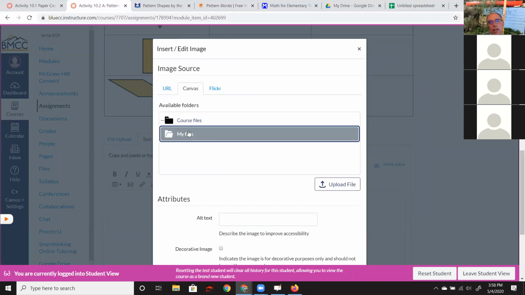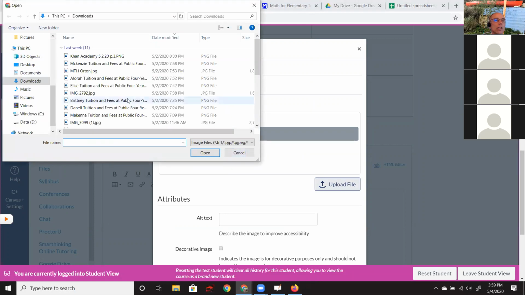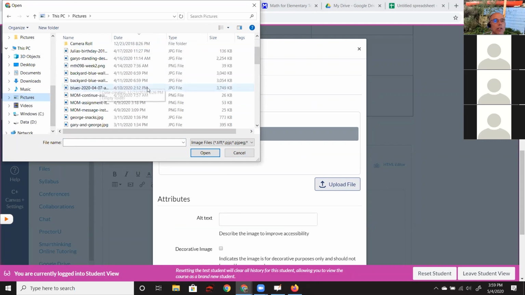And once I switch to Canvas My Files, then the Upload File button lights up on me, and I can go grab a file off my computer. So then I can go to my pictures, and whatever I have to drop in there. I don't think I have anything to put in there right now that's relevant to this.